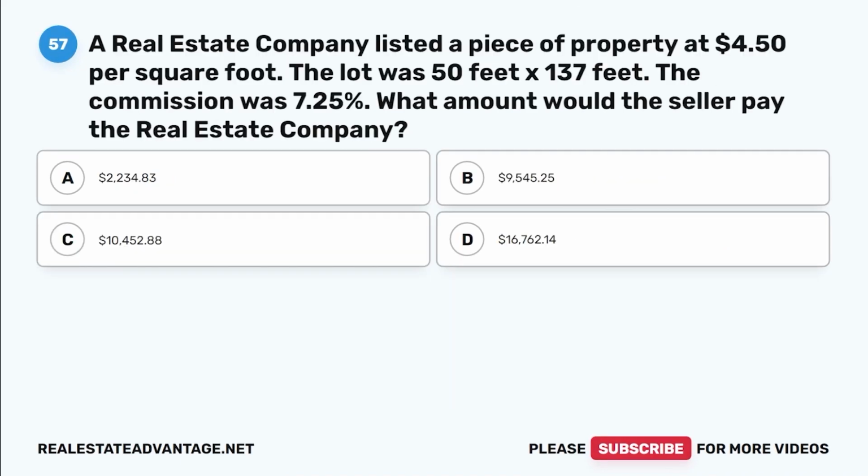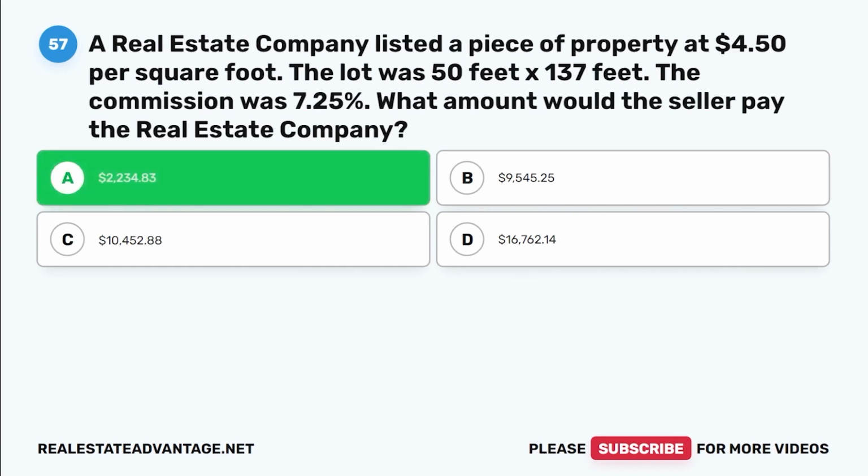Question 57. A real estate company listed a piece of property at $4.50 per square foot. The lot was 50 feet x 137 feet. The commission was 7.25%. What amount would the seller pay the real estate company? A. $2,234.81. B. $9,545.25. C. $10,452.88. D. $16,762.14. The correct answer is A.